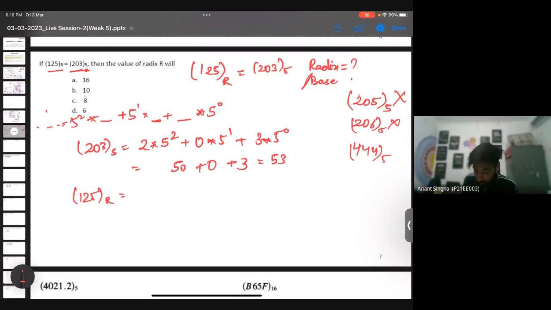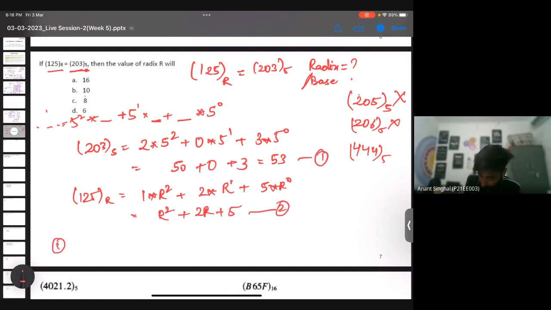So it will be nothing but 1 into r square plus 2 into r to the power 1 and 5 into r to the power 0. So if I try to solve it, it will be nothing but r square plus 2r plus 5. In the question it is given that the two are equal. So r square plus 2r plus 5 will be equal to 53. So it will be nothing but r square plus 2r minus 48 equals 0.